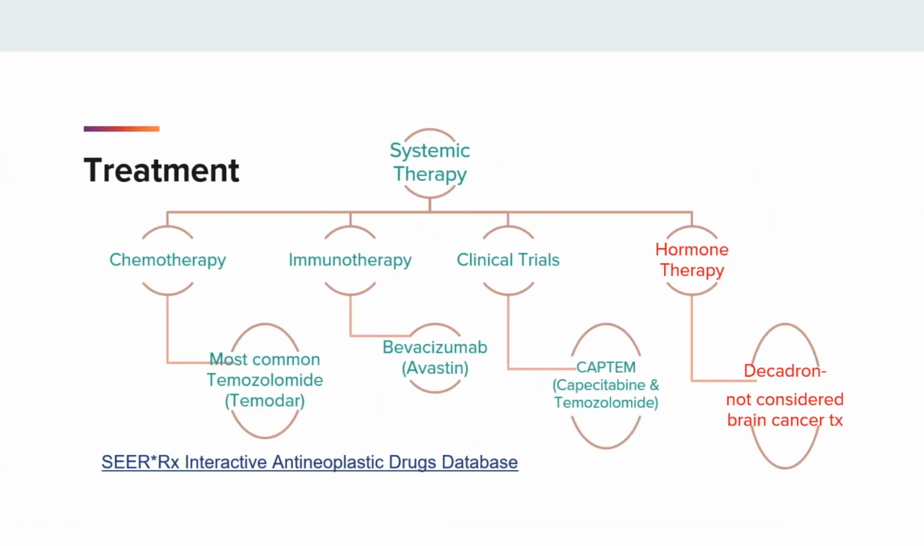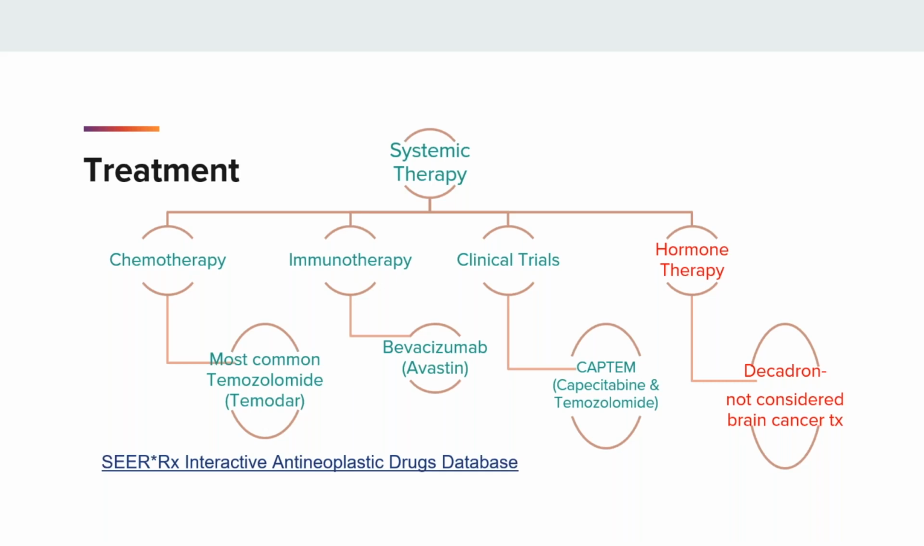Systemic therapy can be reviewed on the SEER*Rx website. We look up the agents prior to entering them. This is a common practice for me, to double-check even if I think I remember the category, because we can't remember everything. We have chemotherapy, and the most common chemotherapy is Temodar. Then we have immunotherapy, which would be Avastin, and clinical trials, so capecitabine and Temodar.